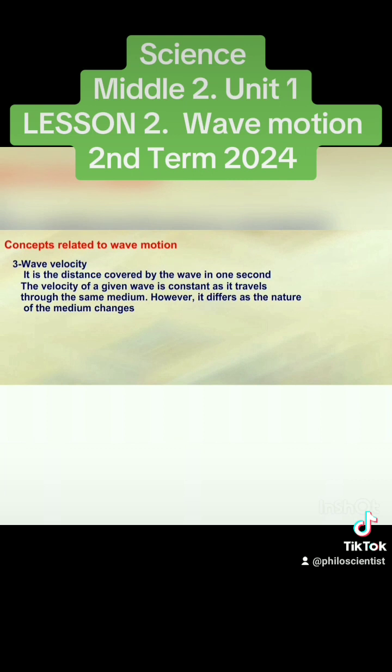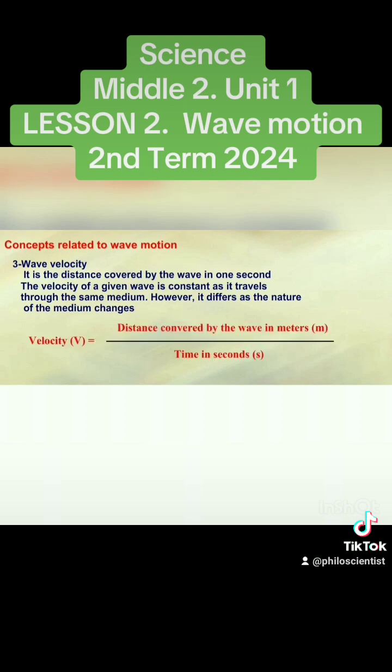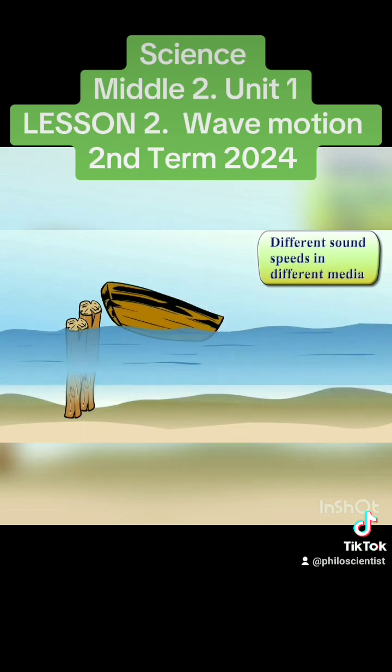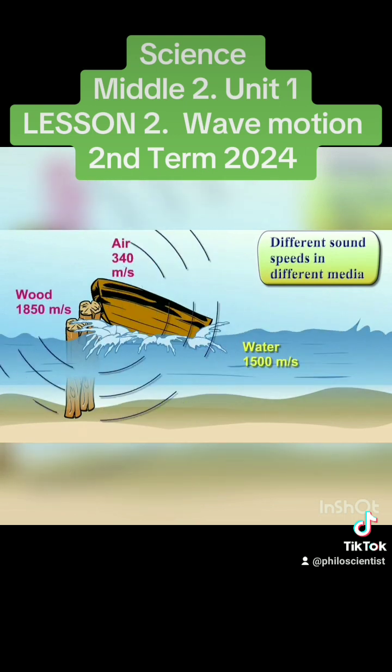3. Wave velocity. It is the distance covered by the wave in 1 second. Velocity v equals distance covered by the wave in meters (m) over time in seconds (s). The velocity of a given wave is constant as it travels through the same medium. However, it differs as the nature of the medium changes. For example, the sound velocity in air differs from sound velocity in water, and differs from sound velocity through solids.